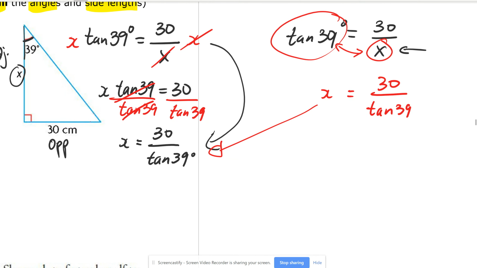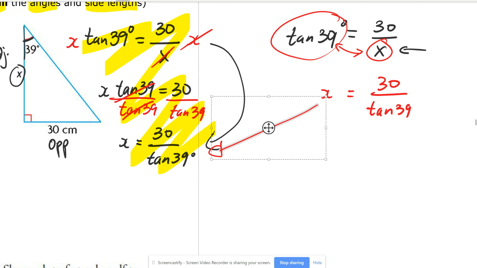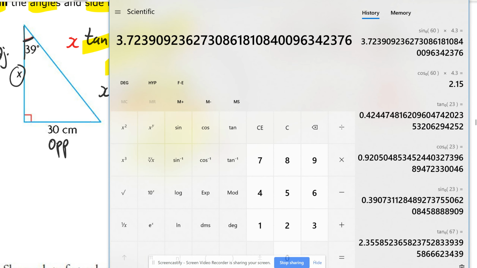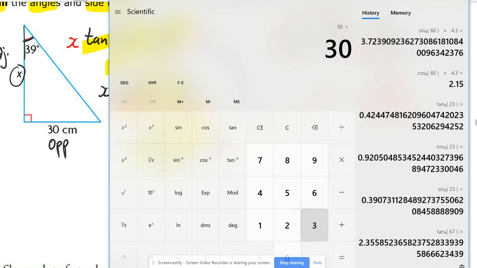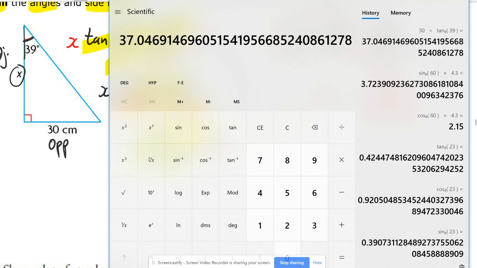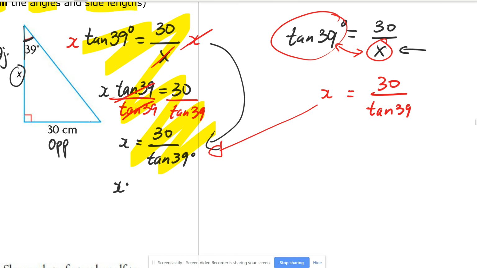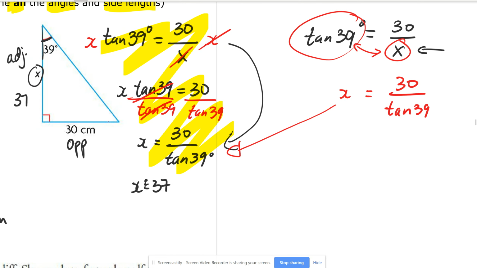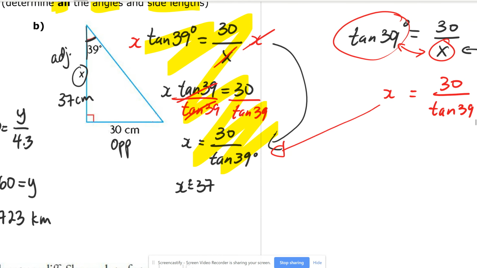But make sure when you're doing that, you understand what really is happening is all of this. Now I can just calculate x. So it's going to be 30 divided by the tangent of 39 degrees, which is equal to 37.04. So x equals 37.04. Maybe I can just round that to 37. Okay, so x here is 37. That's centimeters. Okay, let's see what else we have to solve in this triangle.